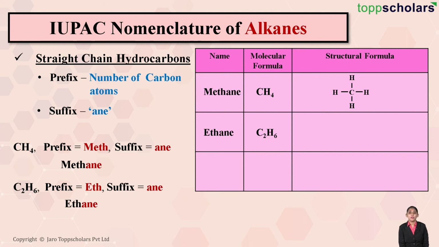The molecular formula of ethane is C2H6. How many carbon atoms? 2 carbon atoms. These 2 carbon atoms are bonded to each other by a single covalent bond, and the 6 hydrogen atoms are attached to the carbon atoms, as you can see over here, satisfying the tetravalency of the carbon atom. Each carbon atom is bonded to 3 hydrogen atoms. In this way the tetravalency of the carbon atom is satisfied. So this is the structure of ethane.